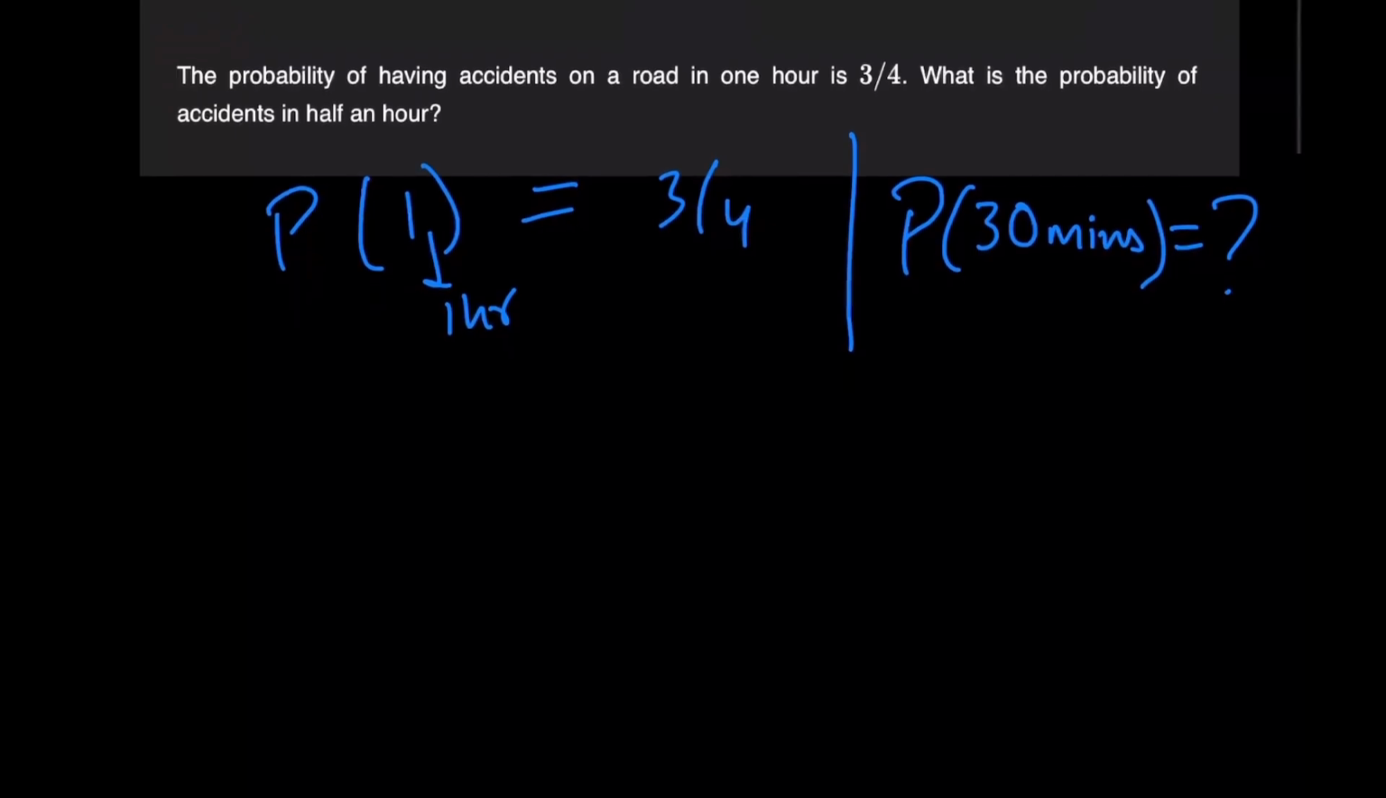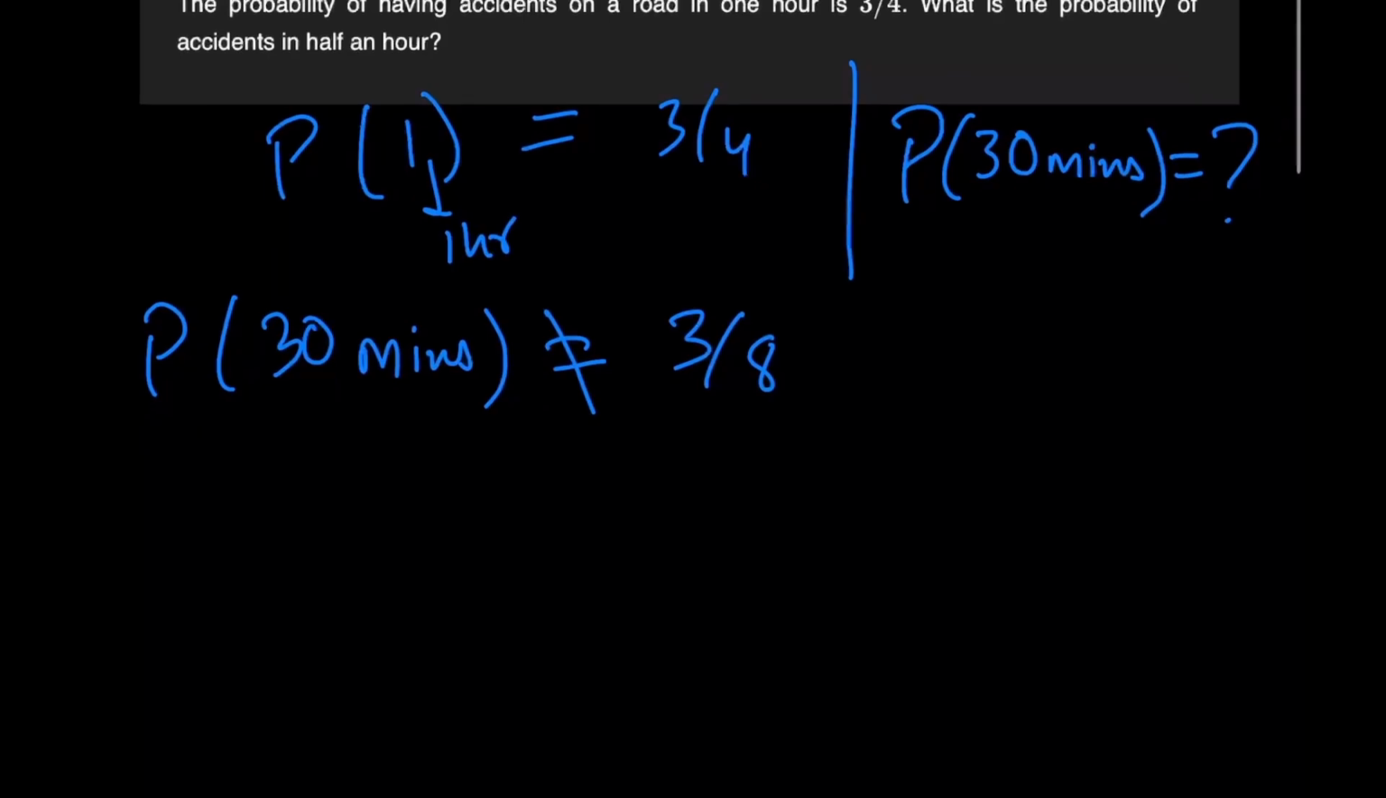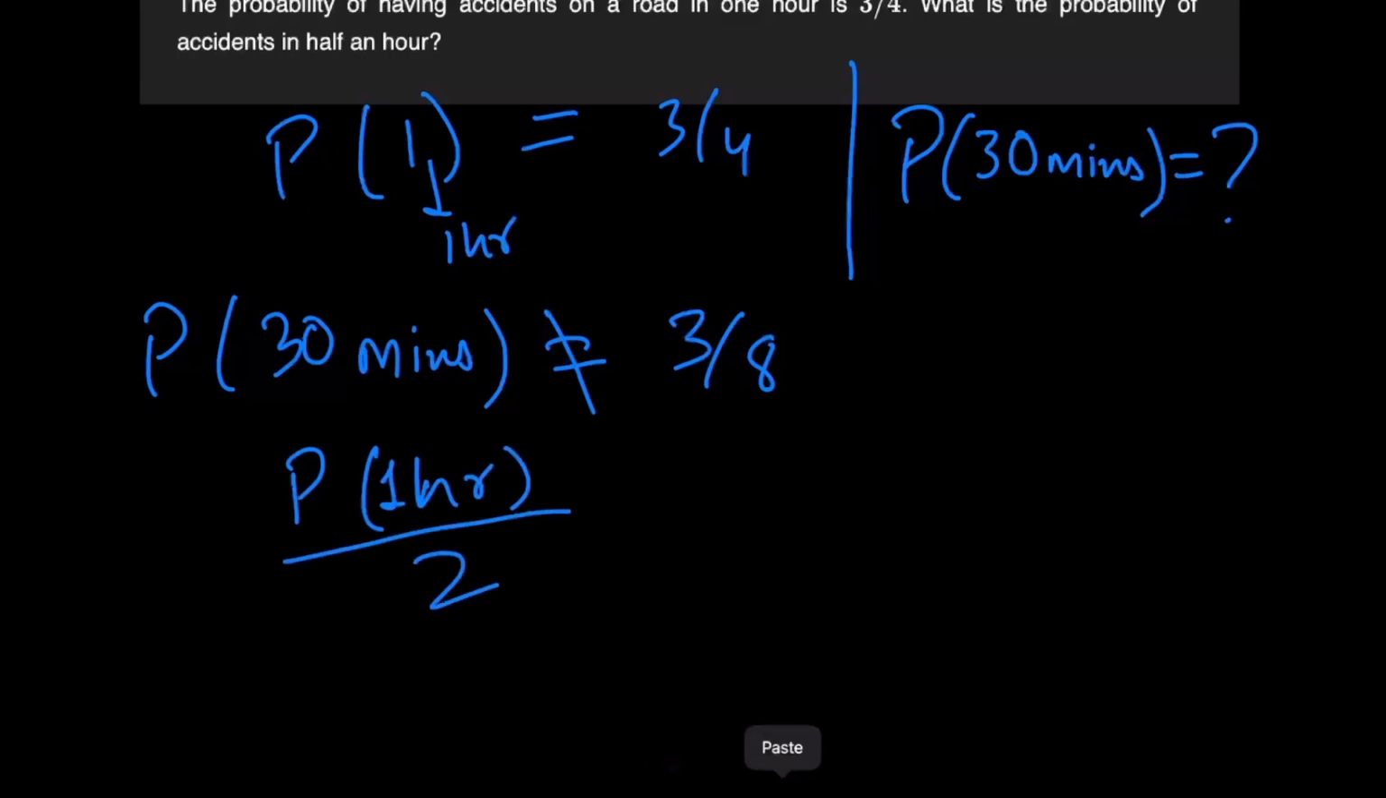So just to explain a bit about this problem, first of all, one of the instant answers that comes to people's mind is that the probability for 30 minutes is 3 by 8. This is not the case. Usually the thinking behind this is that it is basically the probability of an accident happening in 1 hour divided by 2, since 30 minutes is half of the time of 1 hour. This is basically 3 by 4 divided by 2, which comes out to be 3 by 8.